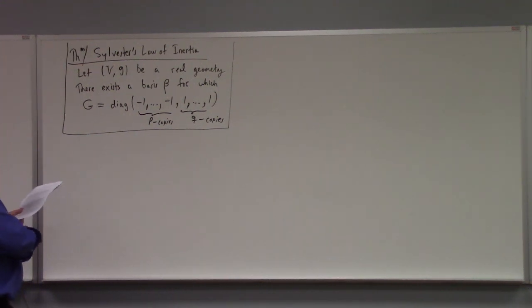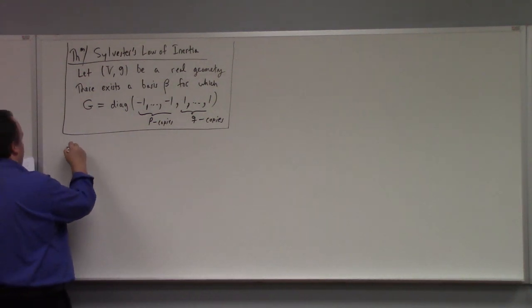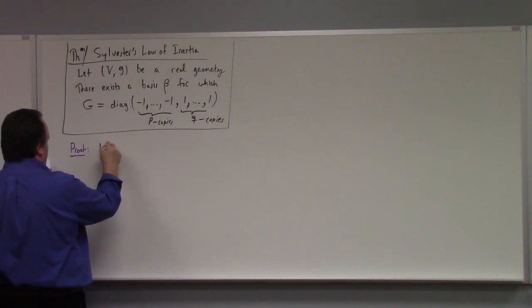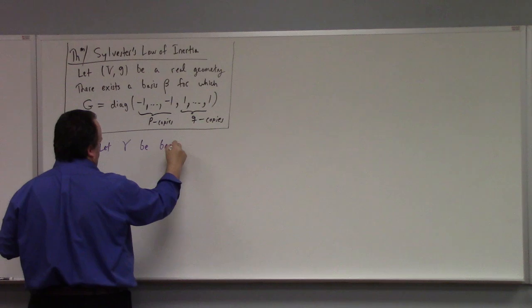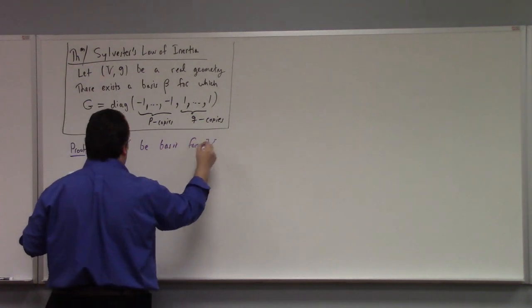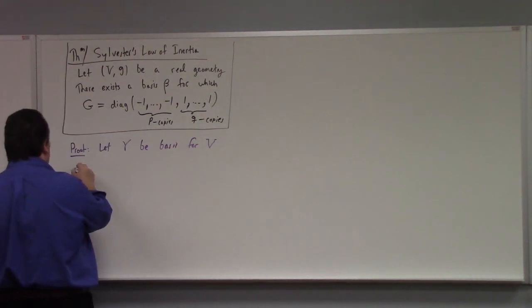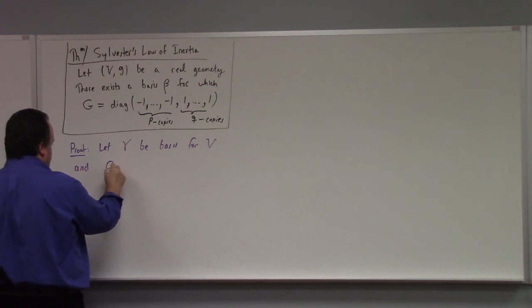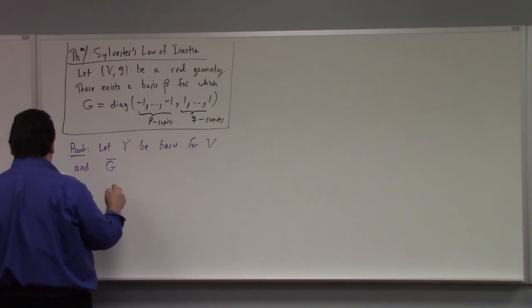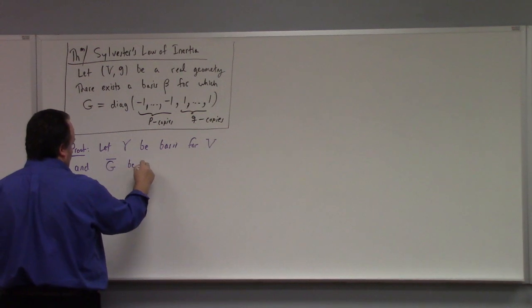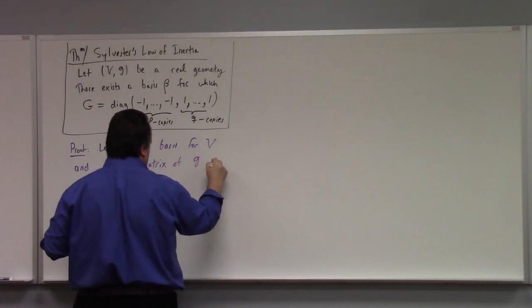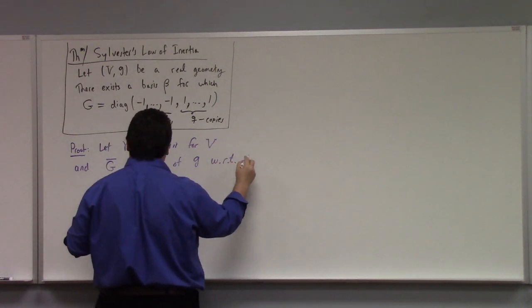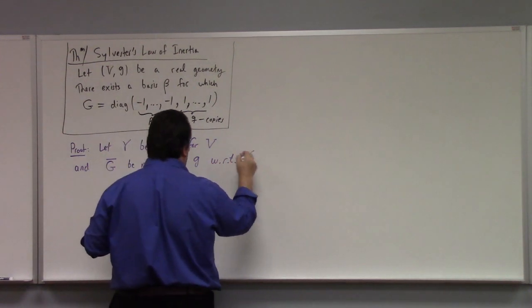So here's the proof. Let gamma be a basis for V, and let G bar be the matrix of g with respect to gamma, all right?